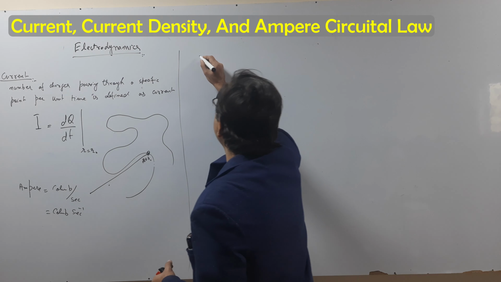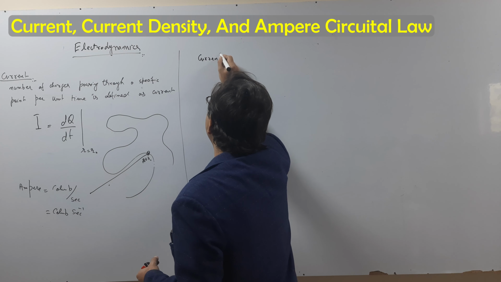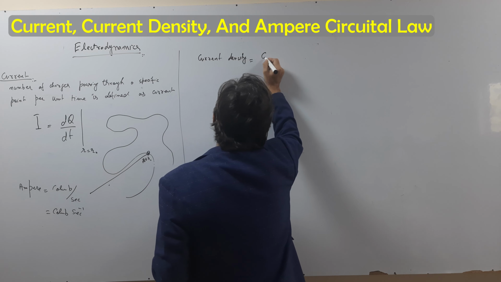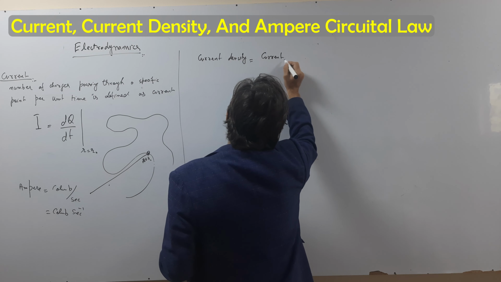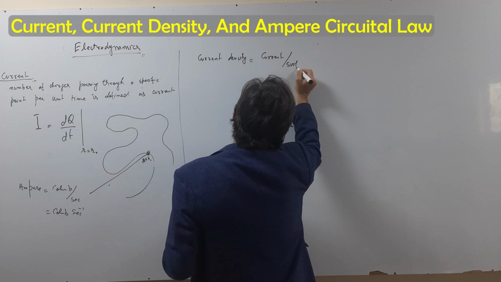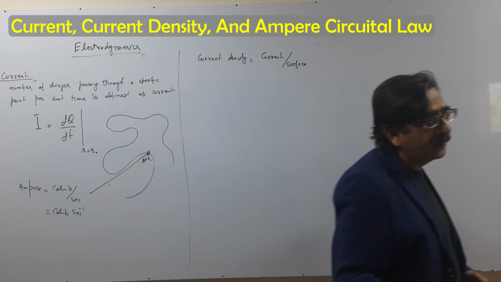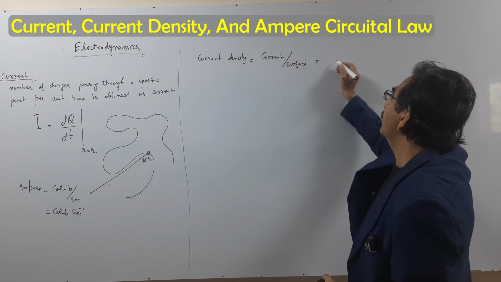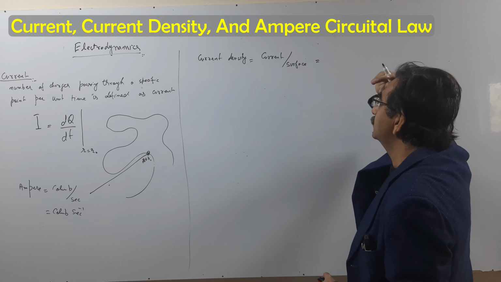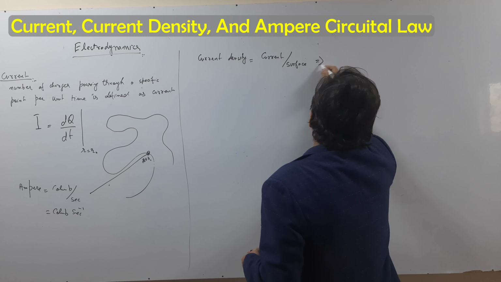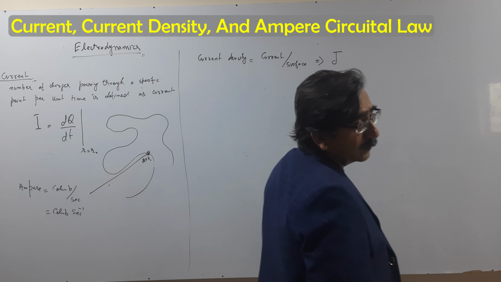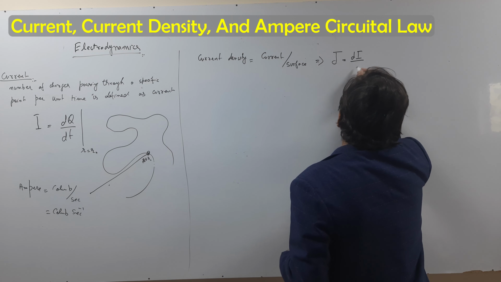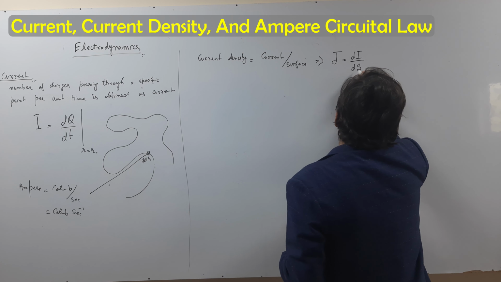So there is current density, that is current per unit surface. Surface is area, as I have already explained many times. Current density is represented by J, and that will be equal to di over ds.